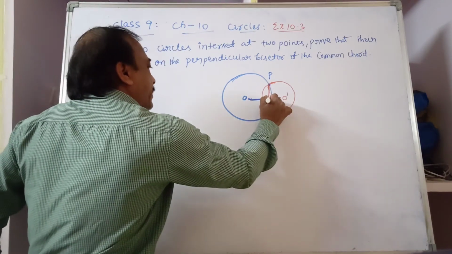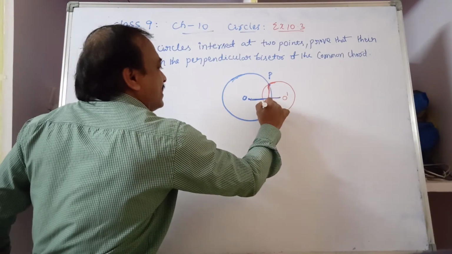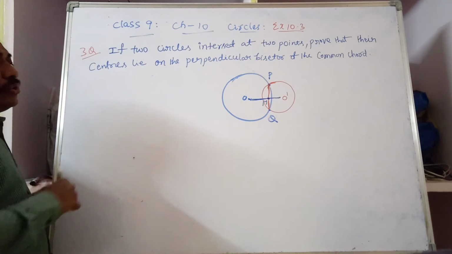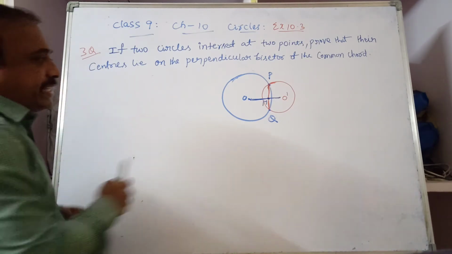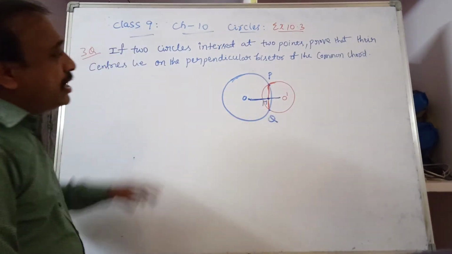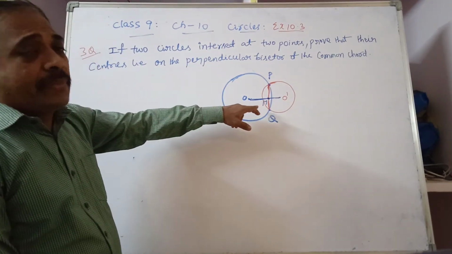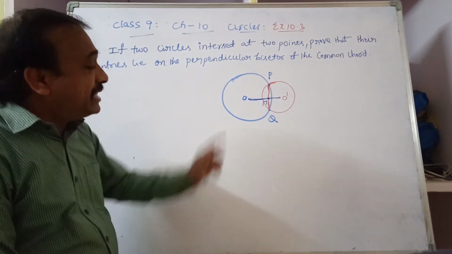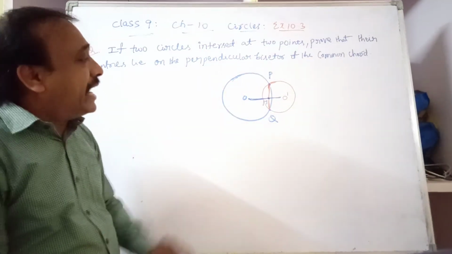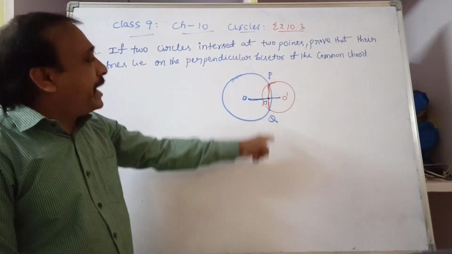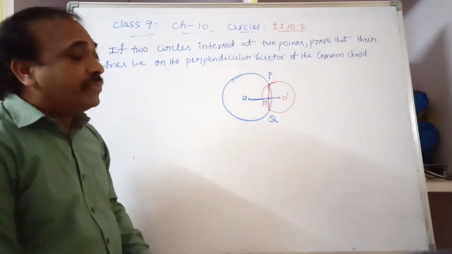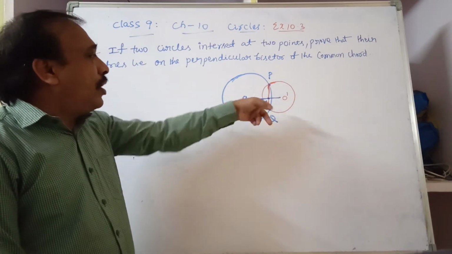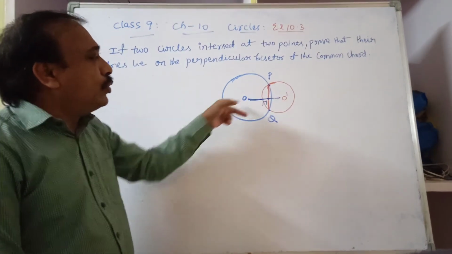So, where they are meeting, I am locating a point as M. Now you see, where those two centers are meeting, and this is the common chord. So, these centers are lying on the perpendicular bisector of the common chord. That means we have to prove that OO dash is the perpendicular bisector of PQ. The meaning is PM is equal to QM and angle OMP is equal to angle QMO.